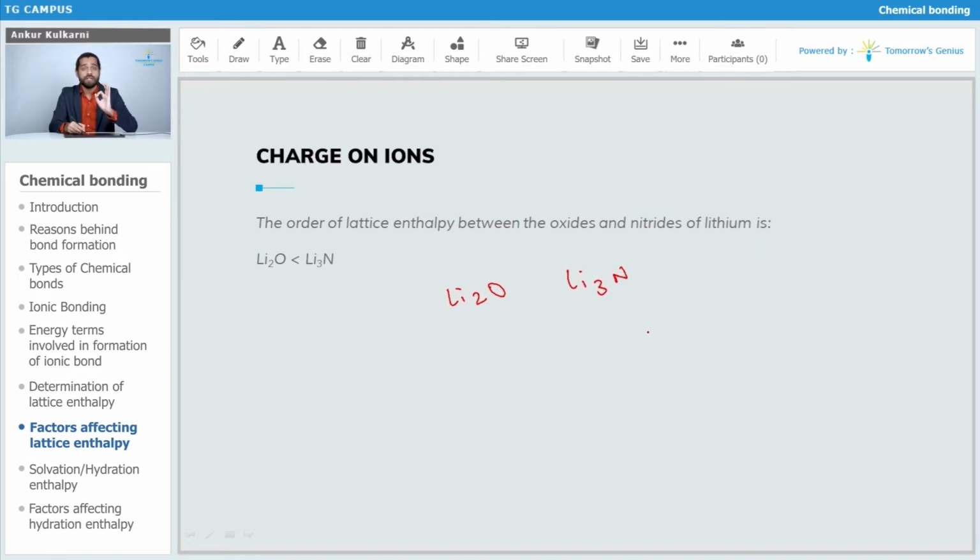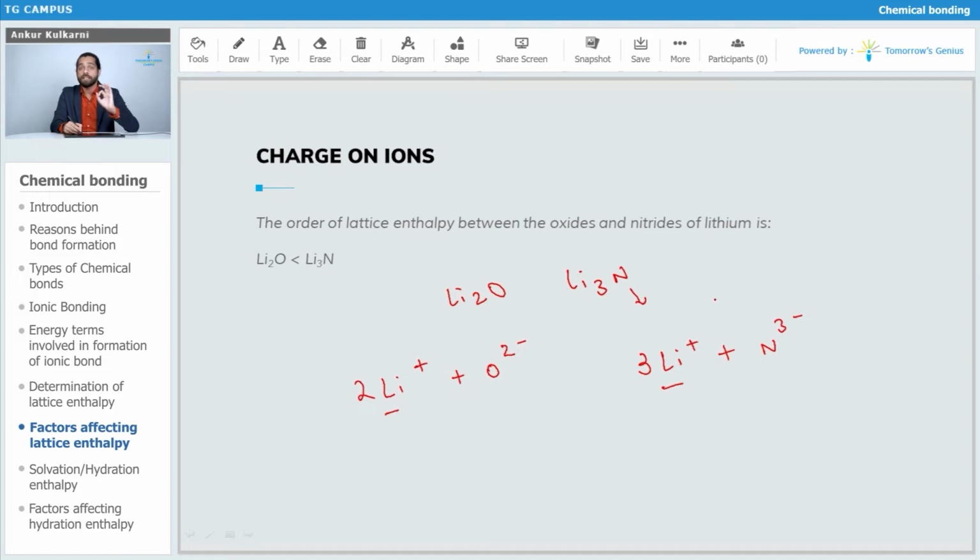Now students, how is this lithium oxide going to dissociate? When we dissociate this into ions, we can say that lithium oxide will dissociate as 2Li plus O2 minus, correct? Now how will lithium nitride dissociate? It is going to dissociate as 3Li plus N3 minus. Now watch carefully, your positive cation is common in both of them.